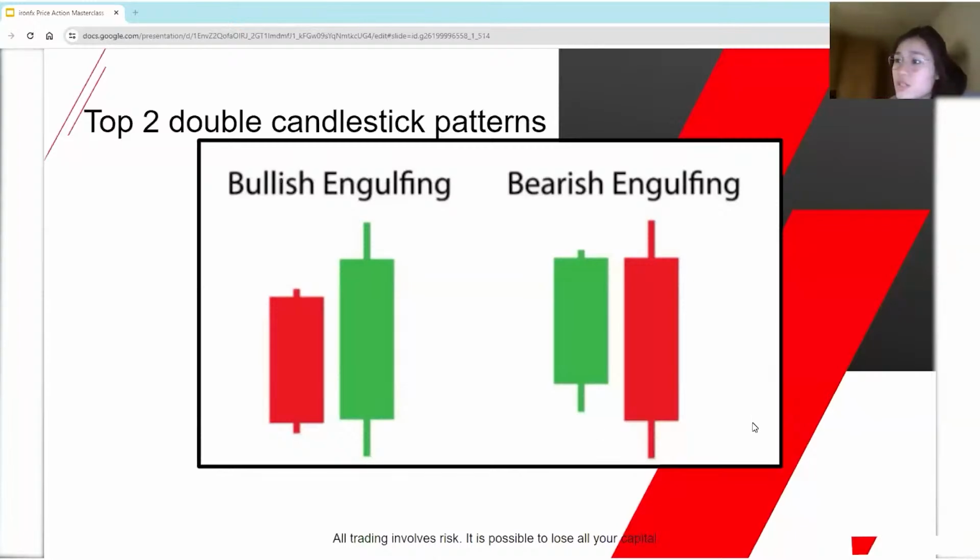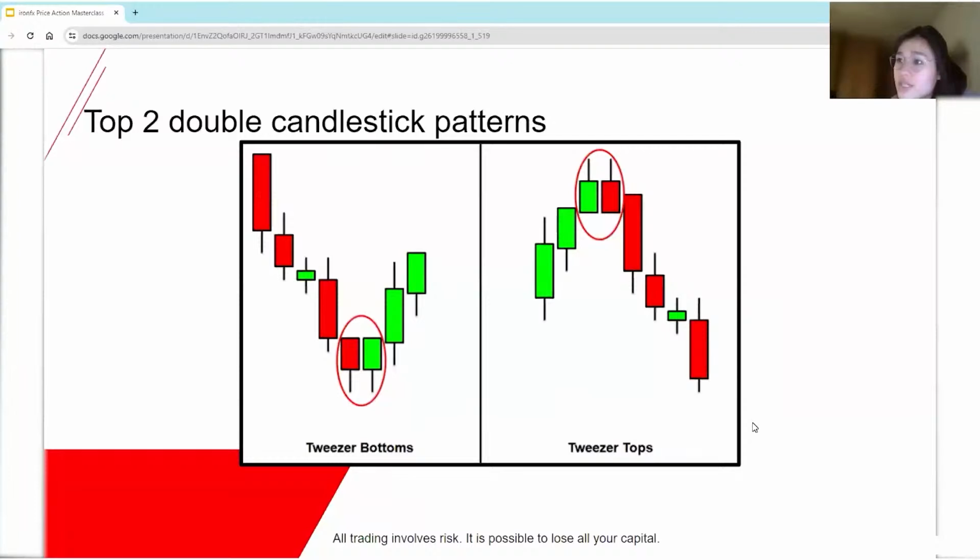Okay, so let's move on. Here we have the second double candlestick pattern. So for this one, we are looking at tweezer bottoms and tweezer tops. Again, the candlestick patterns are exactly the same. And it's just that we are looking at the price looking at a reversal from a downtrend to an uptrend, and on our tweezer tops we're looking at a reversal from the uptrend to a downtrend.